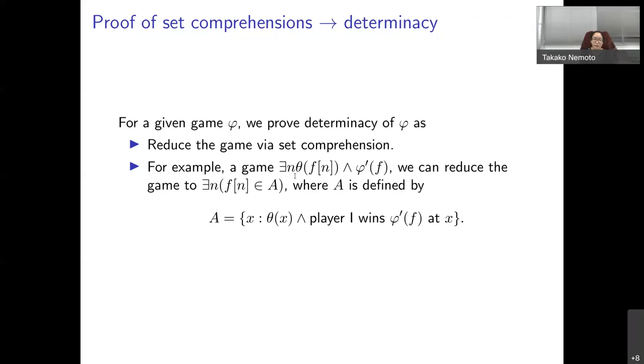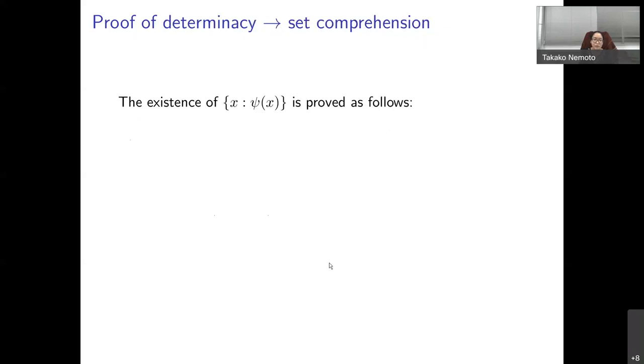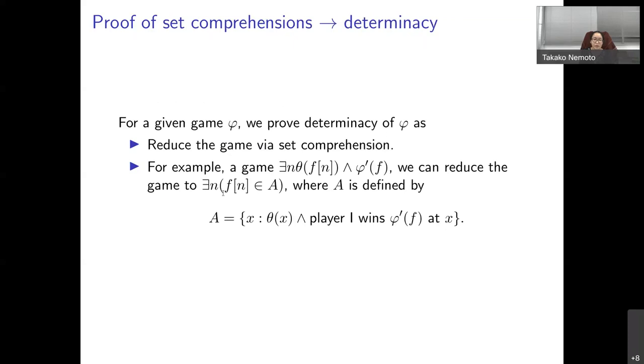So this formula only refers to some initial part of F, and the game has the form: there exists some initial segment of F such that F satisfies phi prime. If we have a set A of initial segments, or set of nodes of the tree, such that theta of X holds and player one can win the game at X, then, if we have enough set comprehension axioms, the original game can be reduced in this way.